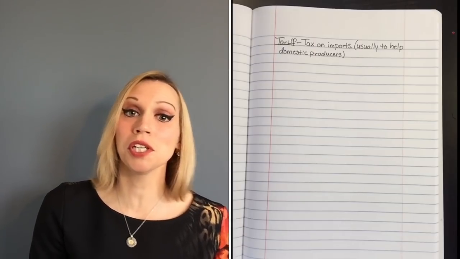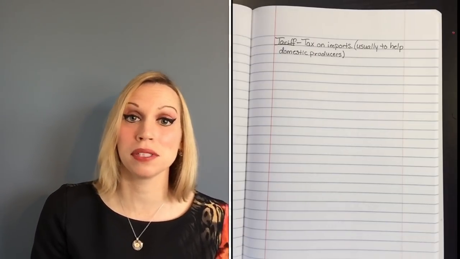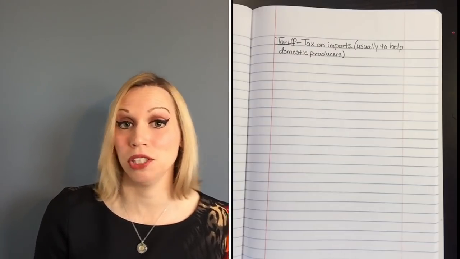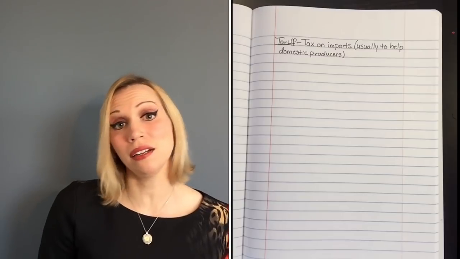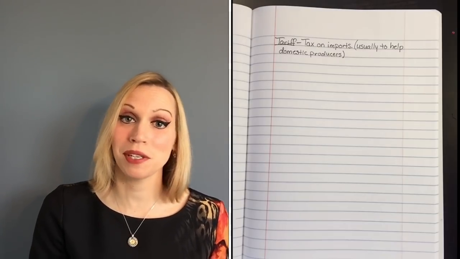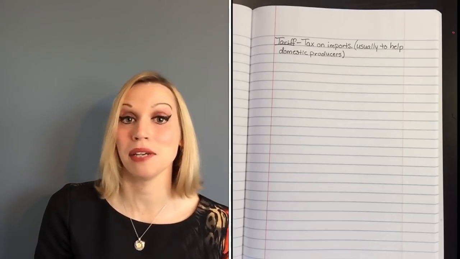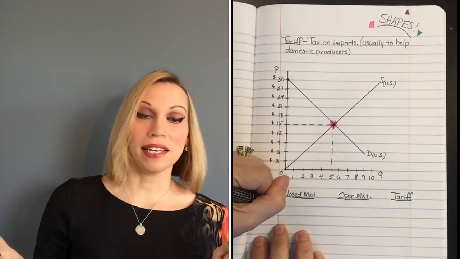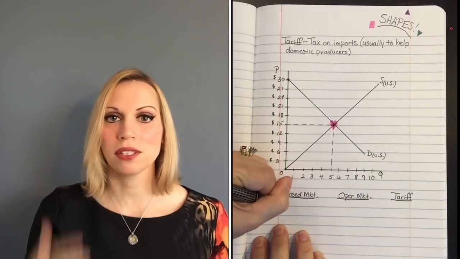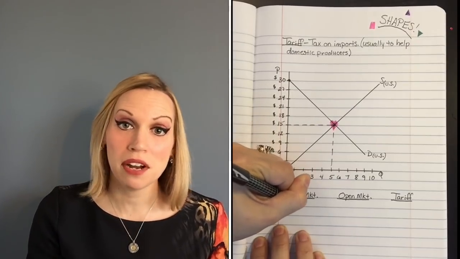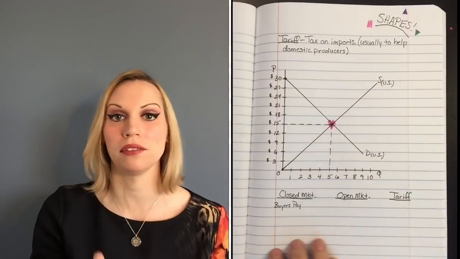Well, that will deter people from buying so many of those imports, and it should encourage people to buy more domestic or U.S. made items. It can also raise money for the government too, because after all, it is a tax. So there's going to be some tariff revenue, money that they're making off of this tax on the imports of the products. So let's see how this looks on a graph. And again, this is all about the shapes as well. So don't get confused on all the different lines and things on the graph. Just really narrow in and focus on the shapes of the graph.